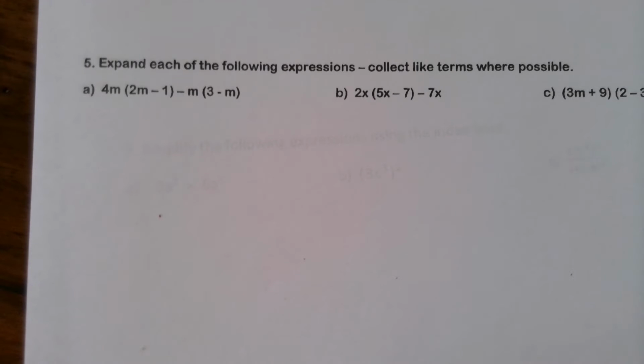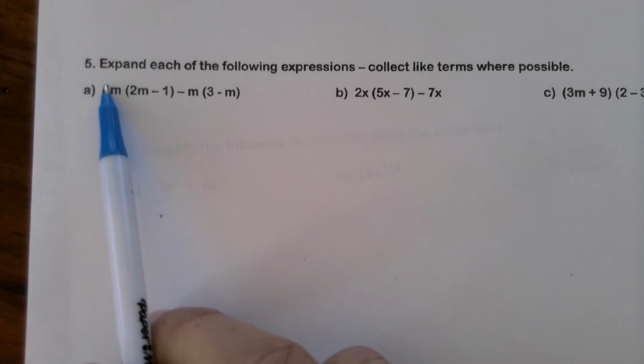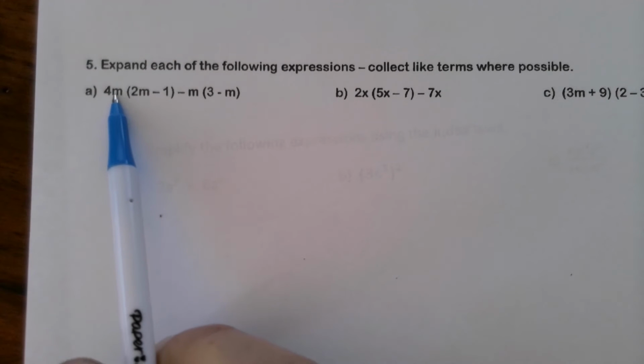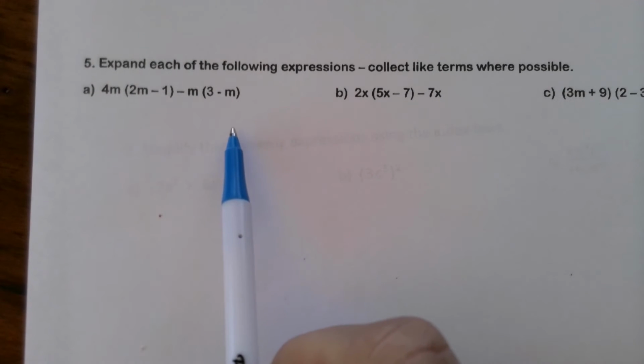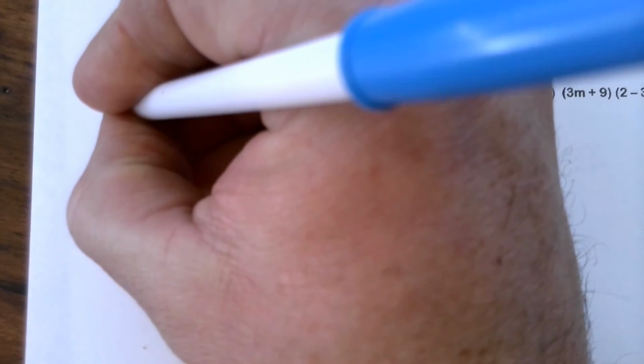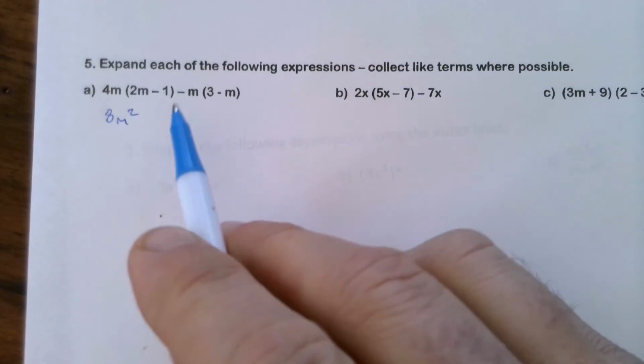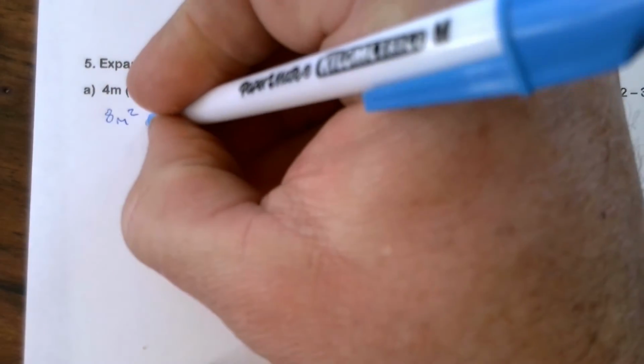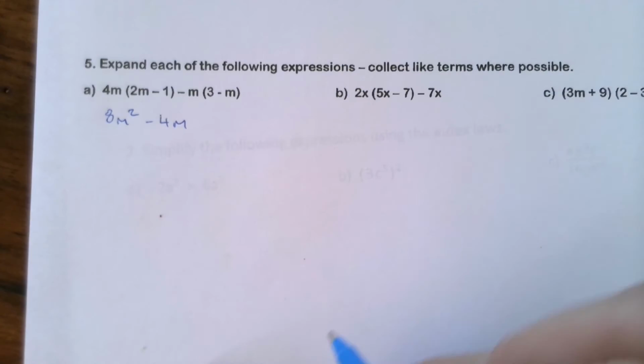Question 5a, we're back to expanding again rather than factorising. So BODMAS tells me I've got to get rid of these brackets. And then once we've expanded, we'll collect up our like terms. So 4m times 2m makes 8m squared. 4m times negative 1 makes negative 4m.